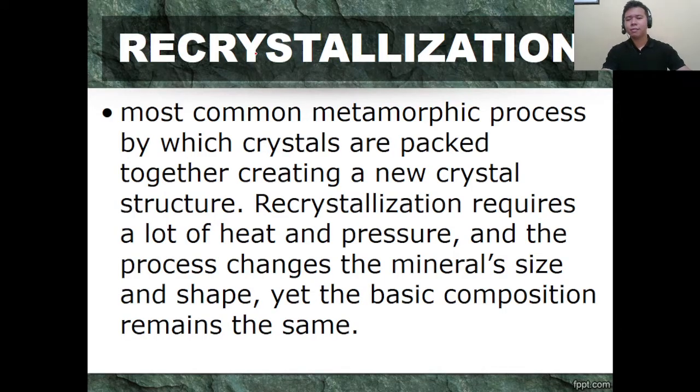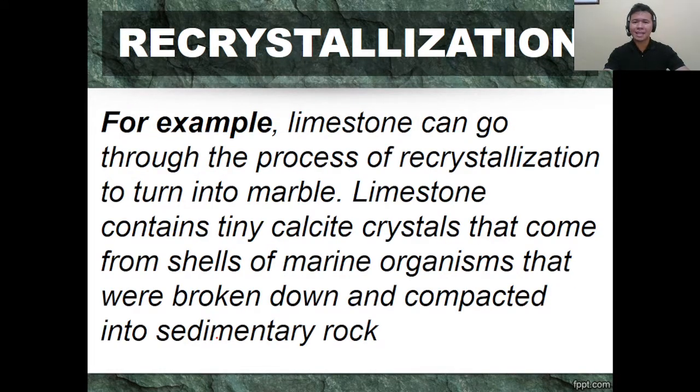Next, we also have the opposite of crystallization, the recrystallization. It is the most common metamorphic process by which crystals are packed together, creating a new crystal structure. Recrystallization requires a lot of heat and pressure, and the process changes the mineral's size and shape, yet the basic composition remains the same. For example, we have limestone. Through recrystallization, a limestone can turn into marble.